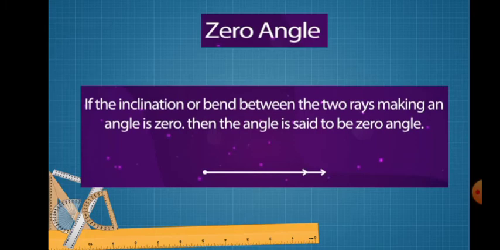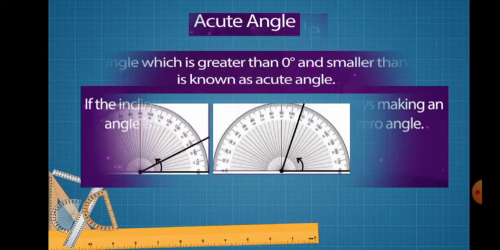Next one, zero angle. If the inclination or bend between the 2 rays making an angle is 0, then the angle is said to be a zero angle. Here, the inclination or bend between the 2 rays: here, the 2 rays are along the same line. So, the angle made by these 2 rays is 0. This angle is said to be a zero angle.